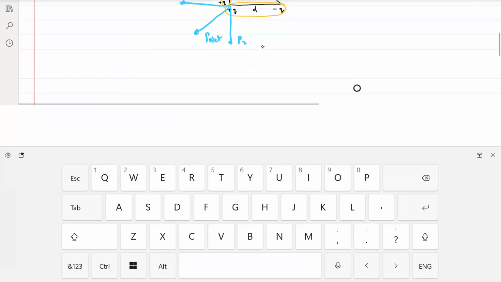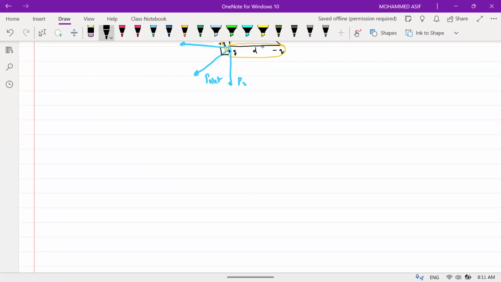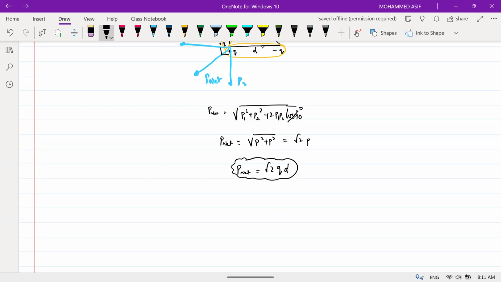And angle between them is how much for me, beta? 90 degrees. Angle between P1 and P2 is 90 degrees. So P net will be equal to under root of P1 square plus P2 square plus 2 P1 P2 into cos theta. Theta is 90 degrees. Cos 90 is how much, beta? 0. So P net will be equal to under root of P1 square is P square, P2 square is P square, cos 90 is equal to 0. So this will be equal to root 2 times P, where P is equal to q into d. So this will be the net dipole moment.